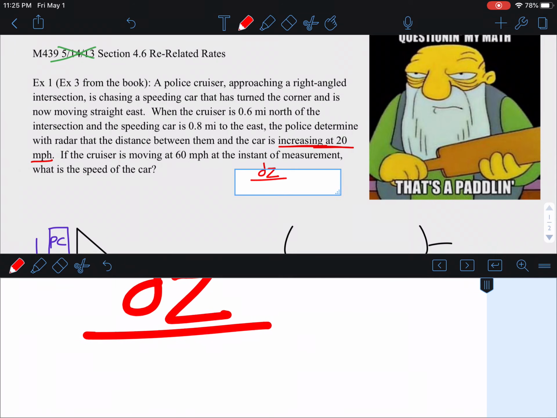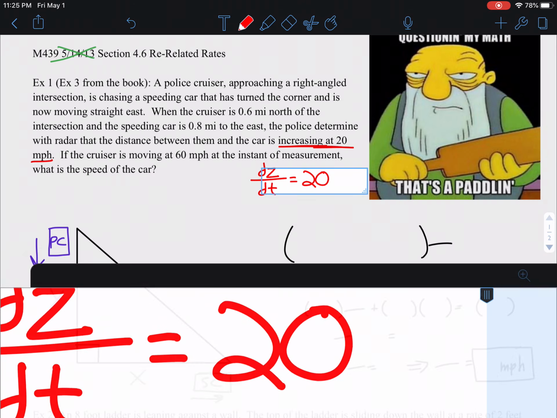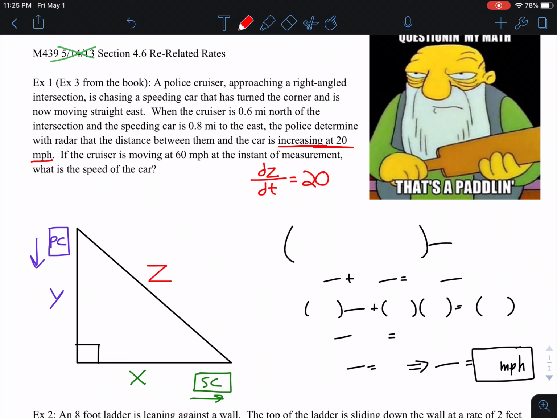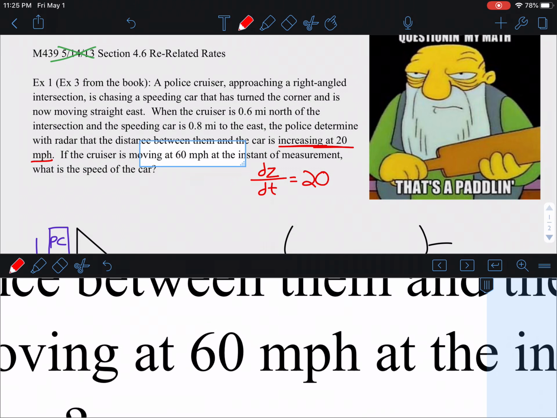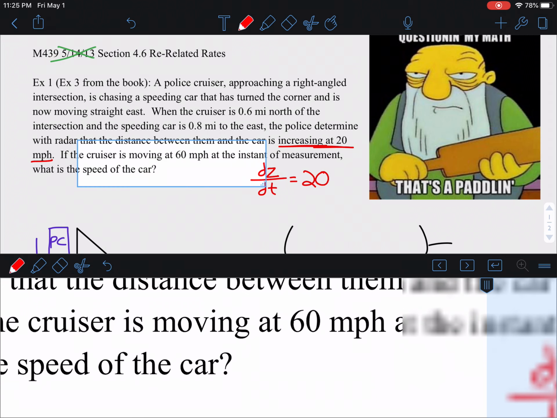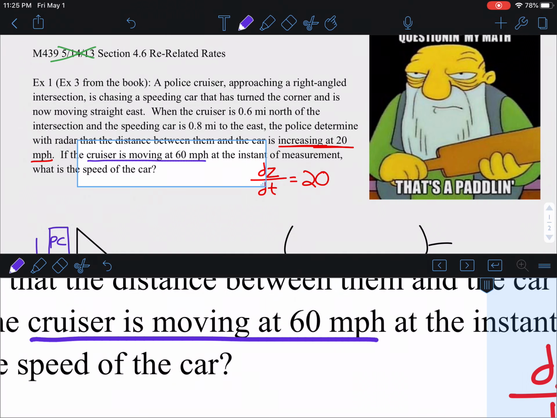dz/dt is going to be 20 miles per hour. That's the direct distance between the police cruiser and the speeding car. The cruiser is moving at 60 miles per hour at the instant of measurement. So that's my police cruiser, our boys and girls in blue.